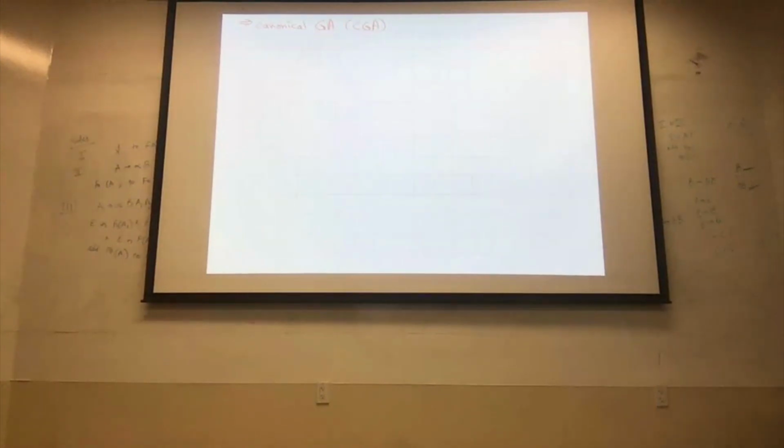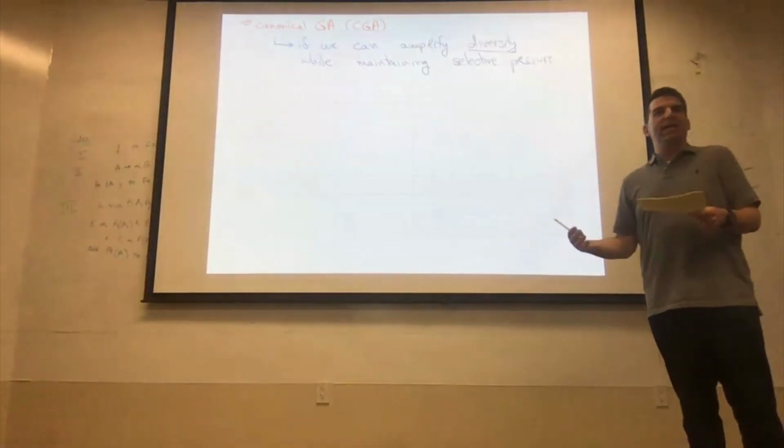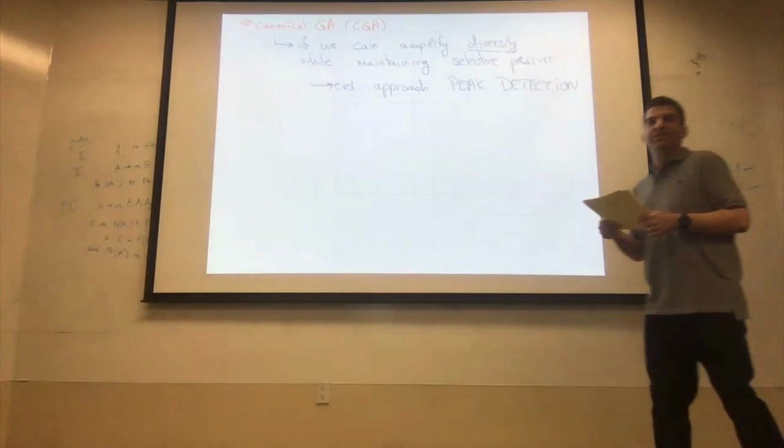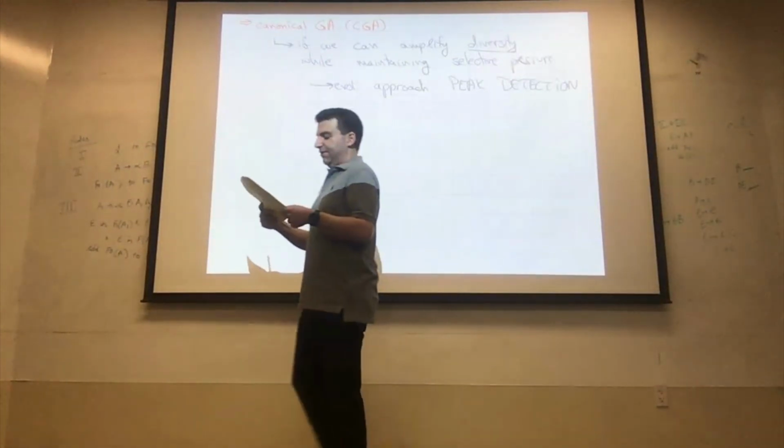The idea here is that if we can amplify diversity while maintaining selective pressure, then maybe we can come up with a community of optimizers for a single function. What do I mean by that? Maybe I can come up with an evolutionary approach to peak detection. Now, maybe that's not as exciting a problem as global optimization or multi-objective optimization, but it's a problem. How do I find all of the peaks of a function?